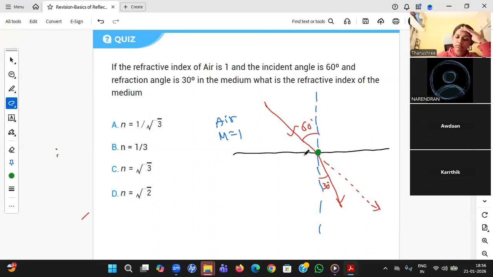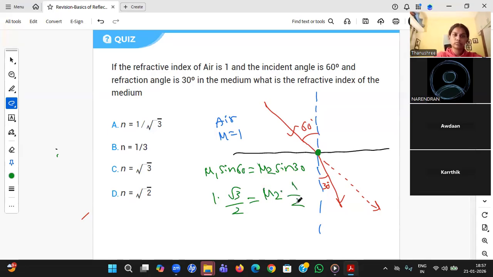Please apply Snell's law here. We speak about refractive indexes and angles, nothing more than that. Mega, right. Snell's law: mu 1 into sine 60 equals mu 2 into sine 30. Mu 1 he has given as 1, sine 60 is root 3 by 2, mu 2 is what we are asking, sine 30 is 1 by 2. Finish, student. This gets cancelled, mu 2 equals root 3. This is the right answer.